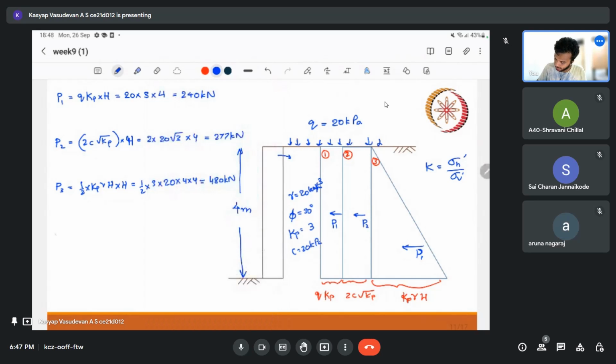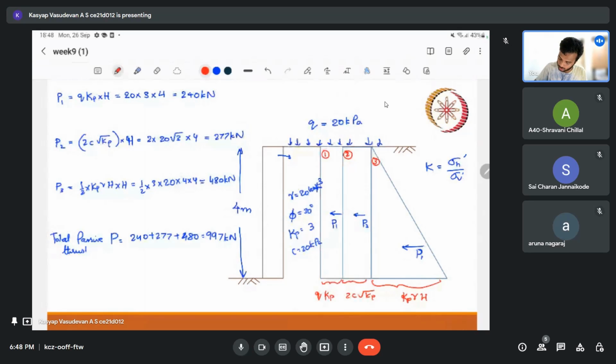So let us find the total passive thrust. P is equal to, I can add all these, so 240 plus 277 plus 480, this is 997 kilonewton.